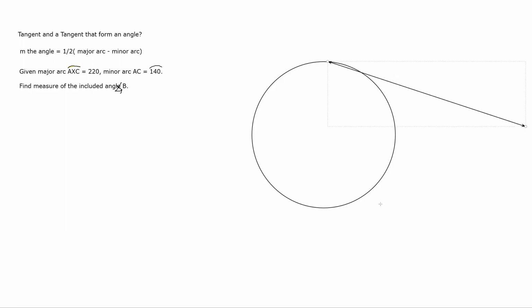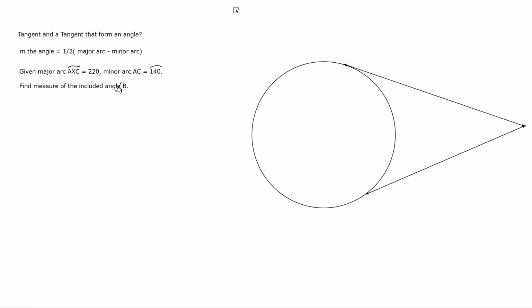Maybe this one and this one. See, they intersect. Whoops, that top one is not right. There we go. It's better. Two tangents.